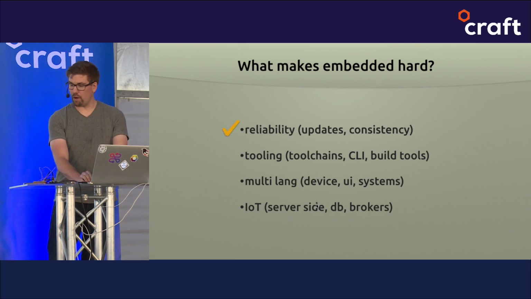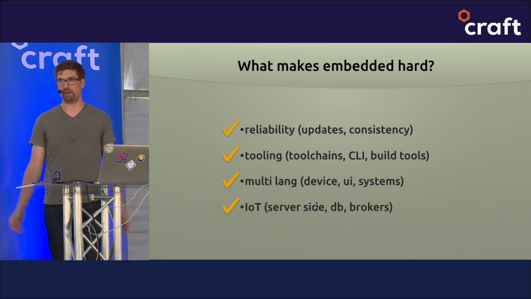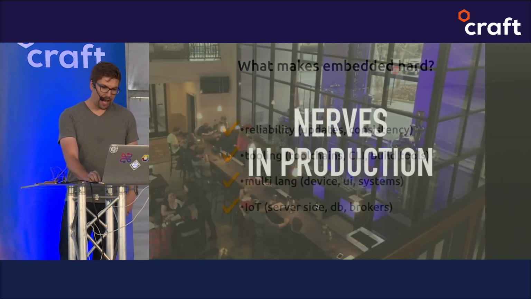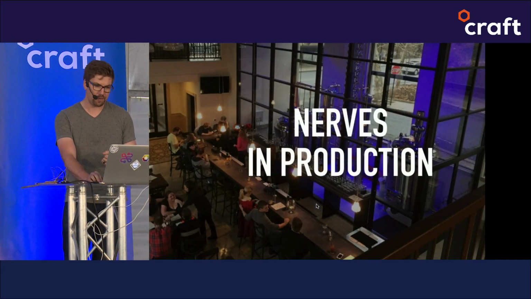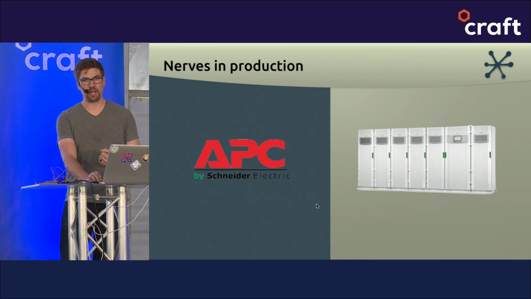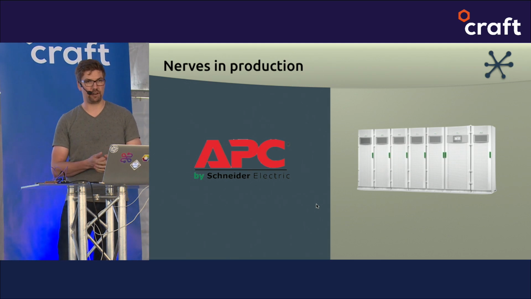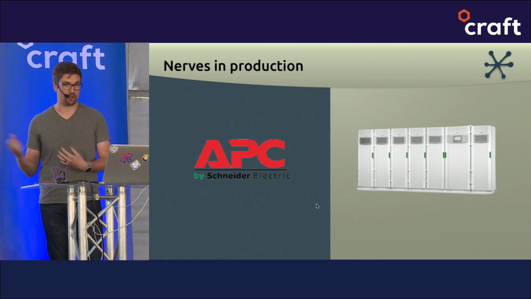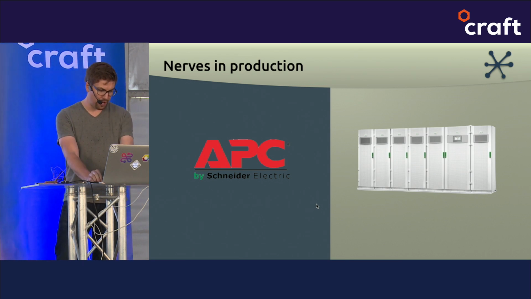So what makes it hard? Well, reliability, tooling, multi-languages, IoT, all of this stuff can be taken care of for you under one ecosystem with Elixir. I'd like to showcase a few parts of how we're using Nerves in production. Nerves is not just for building maker stuff; we have some top-level companies shipping products with it, one of which is APC, which is starting to ship Nerves in their server-grade battery backup units, and those are in production now.